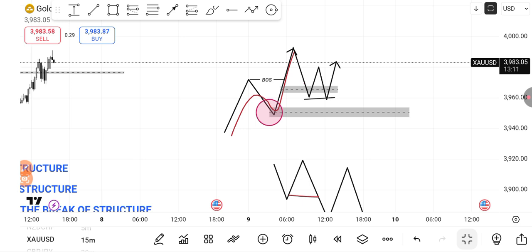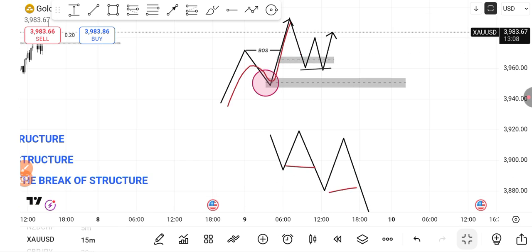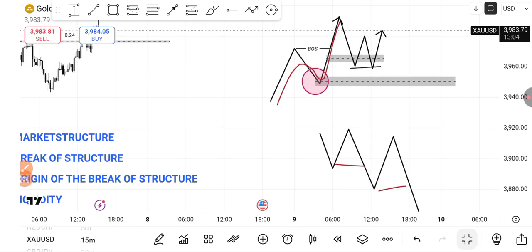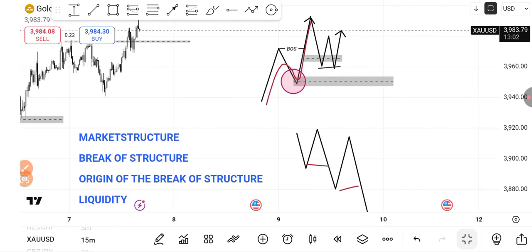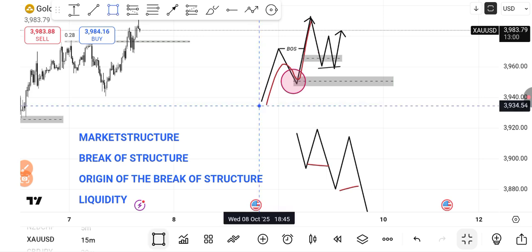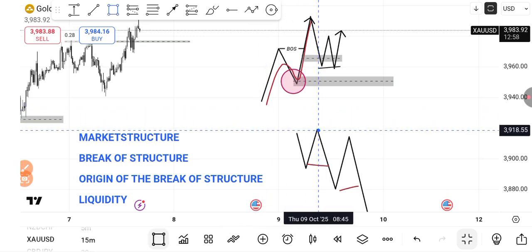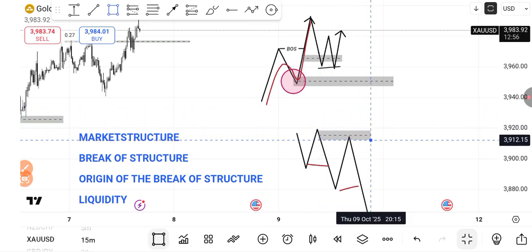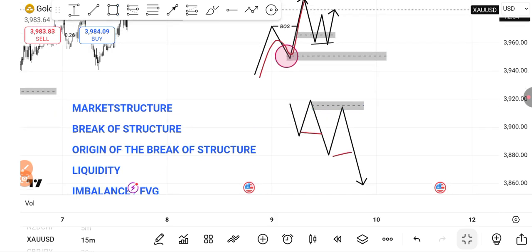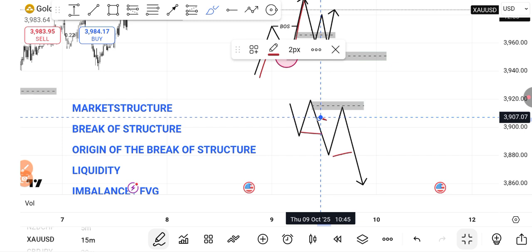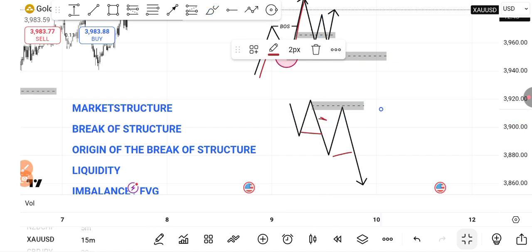So to take a trade, I have to make sure that my origin here has liquidity above it or has liquidity below it. Assuming it is a sell and my origin is here, I have to make sure that there is some liquidity around here before I take my trade. I have to make sure there is liquidity before the origin.